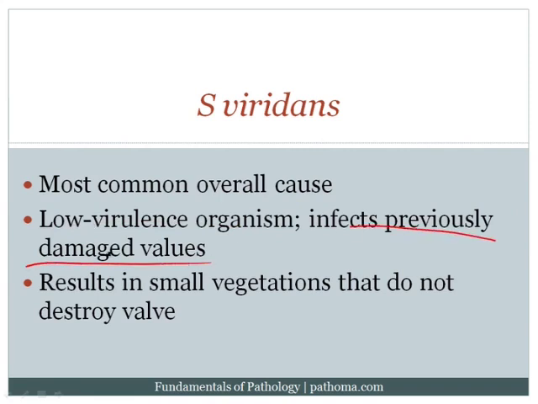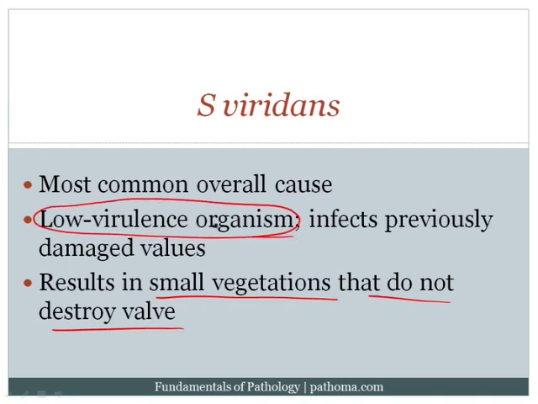For example, if the valve is damaged by chronic rheumatic heart disease or mitral valve prolapse, then and only then will this low virulence organism be able to infect it. And number two, because it's low virulence, it results in small vegetations that will not destroy the valve. And so that's particularly high yield, but all of that's based on the low virulence of the organism. In fact, the endocarditis caused by Strep viridans is also called subacute.